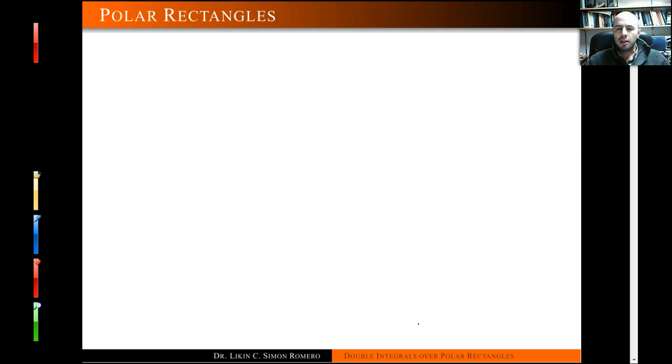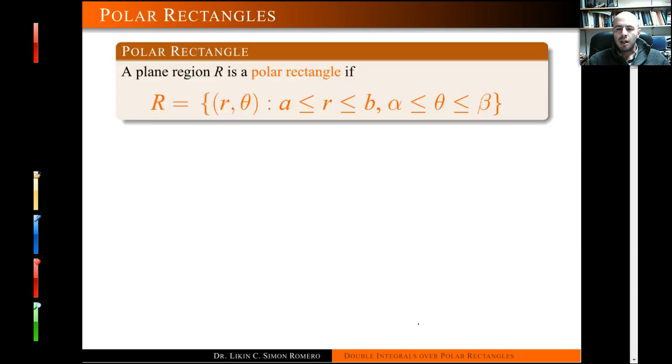Now, why are we going to do that? Because polar rectangles are going to be important for taking double integrals over those regions, and the reason is because they are what I would like to call integral friendly, and I'm going to tell you what that means in just a moment. So a plane region R is a polar rectangle if this happens. So if in polar coordinates it does look like a rectangle, the r moves between a number and a number, and the theta moves between a number and a number.